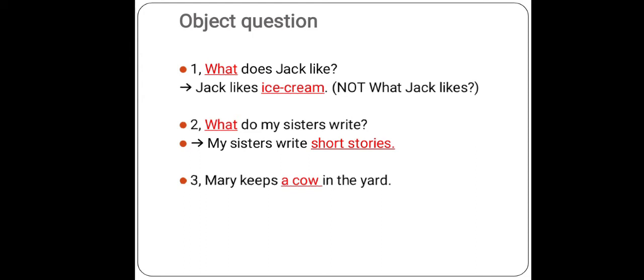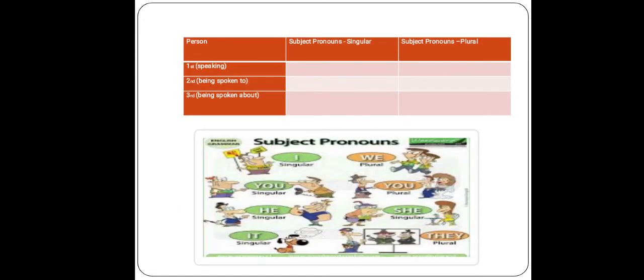Mary keeps a cow in the yard. What does Mary keep in the yard? So what does she keep? A cow. A cow is the object. So Mary keeps a cow in the yard. Good.